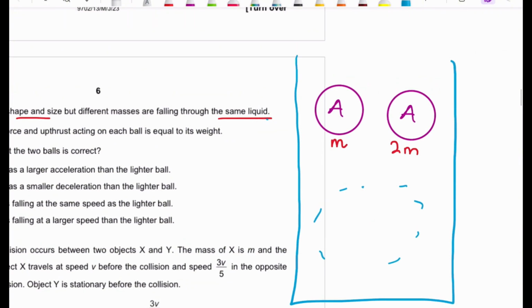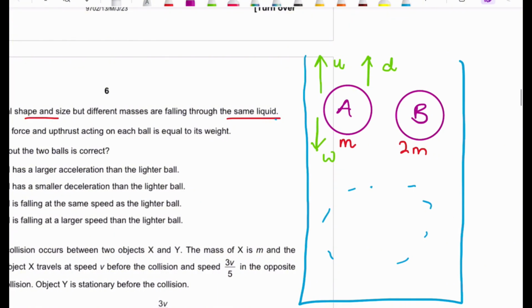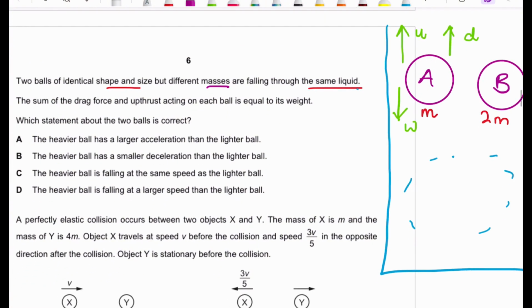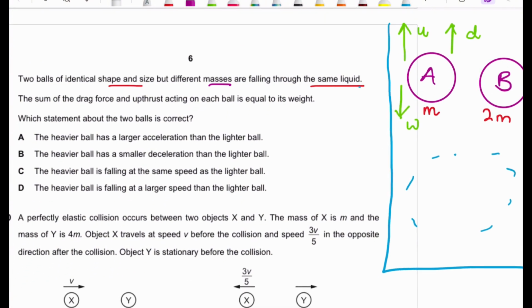So basically, the upthrust is going to act upwards. The drag force is also going to act upwards because they're falling down, and the weight is going to act downwards. This is for body A as well as for body B. So let's name this body B. This is just the same for body A as well as for body B. They are identical in shape, but they have different masses. Which statement about the two bodies is correct?